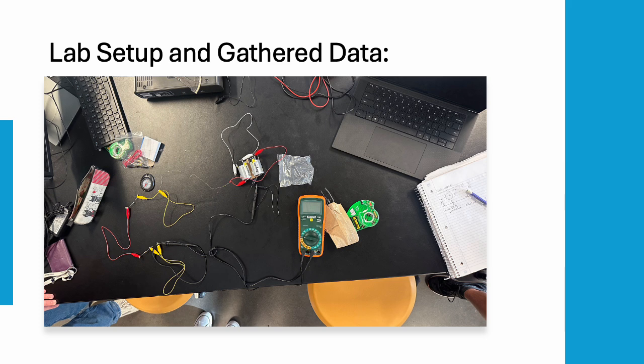Here's my lab setup during the experiment. In this image, you can see a circuit consisting of a battery. It's two 1.5 volt batteries, so a 3-volt battery, and two resistors, a 47 ohm and 100 ohm resistor. You can also see the multimeter being used within the circuit.